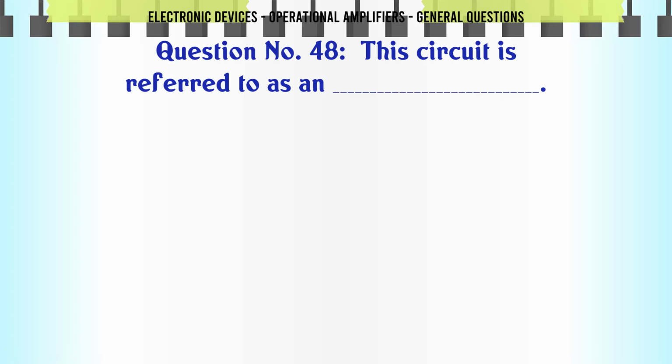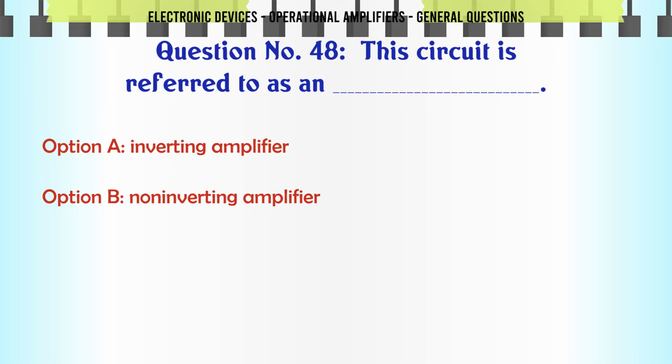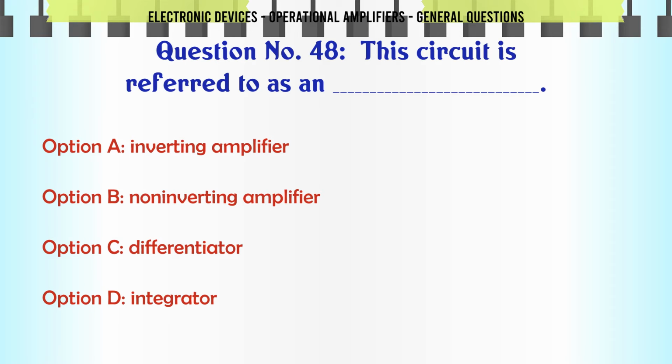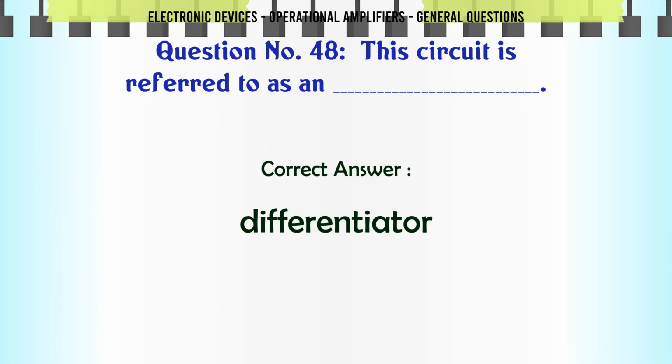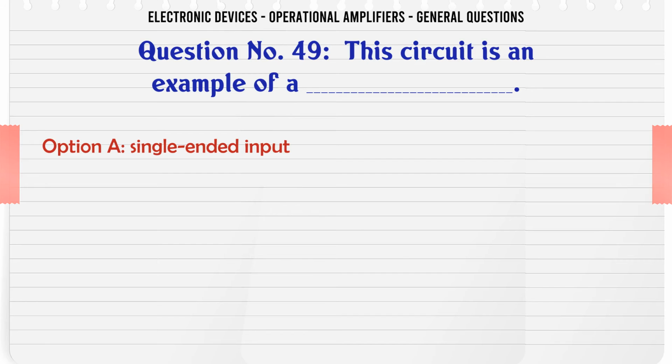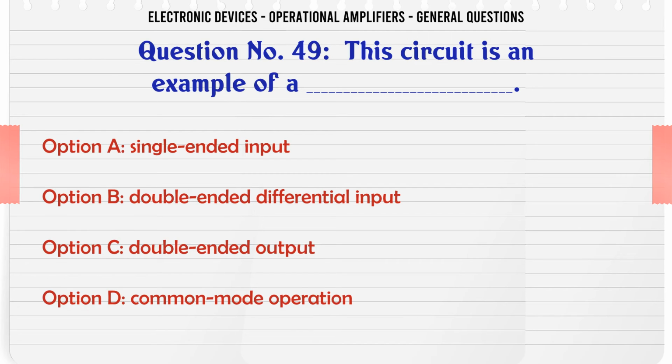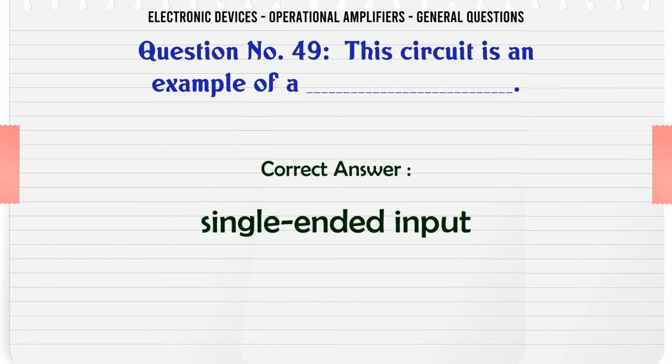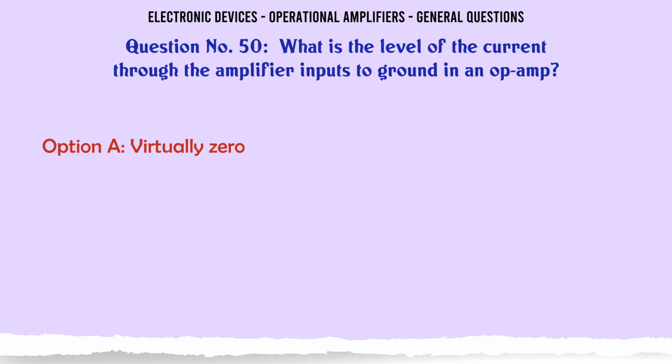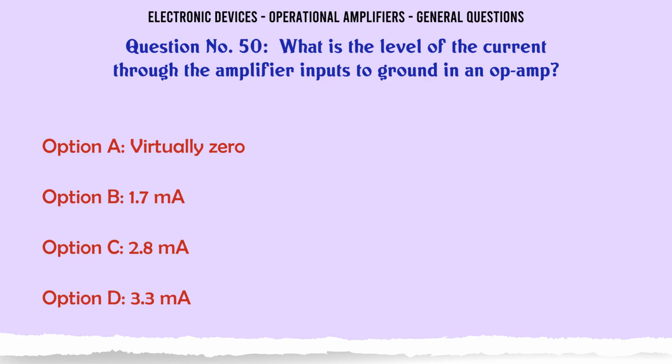This circuit is referred to as an A. inverting amplifier, B. non-inverting amplifier, C. differentiator, D. integrator. The correct answer is differentiator. This circuit is an example of A. single-ended input, B. double-ended differential input, C. double-ended output, D. common mode operation. The correct answer is single-ended input. What is the level of the current through the amplifier inputs to ground in an op-amp? A. Virtually 0. B. 1.7 mA. C.